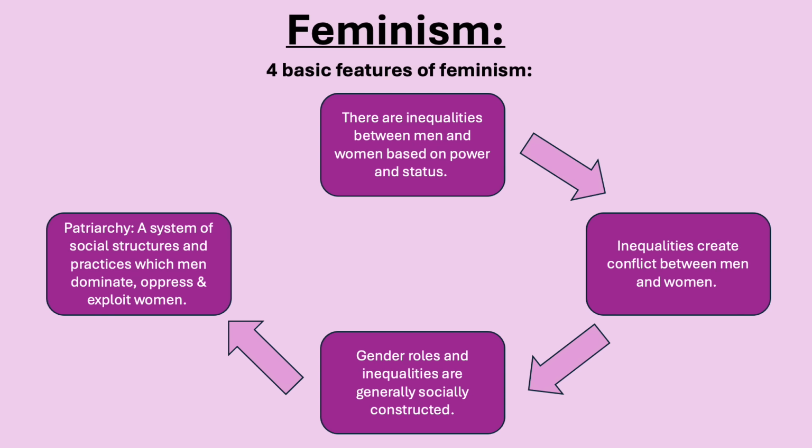And then finally, that results in the patriarchy, which is a system of social structures and practices in which men dominate, oppress and exploit women. And that's just basically one big cycle of how the patriarchy is able to be maintained through socialisation, all institutions helping to reinforce this idea. Of course, that is from a feminist perspective, and that's what they believe.